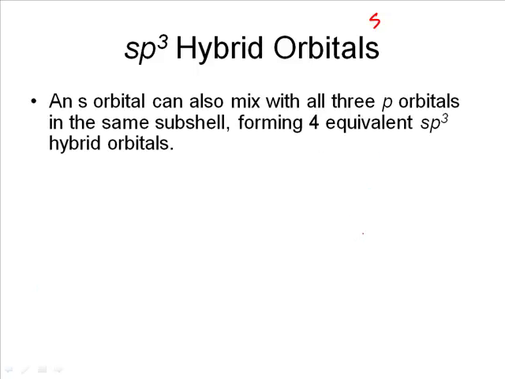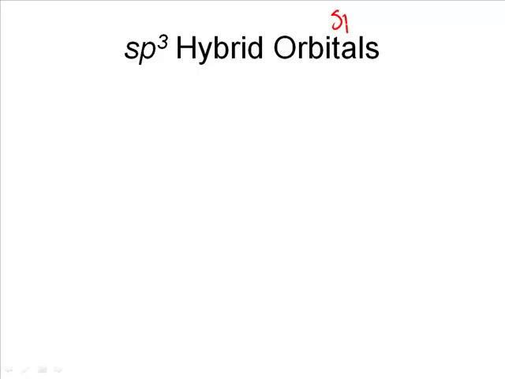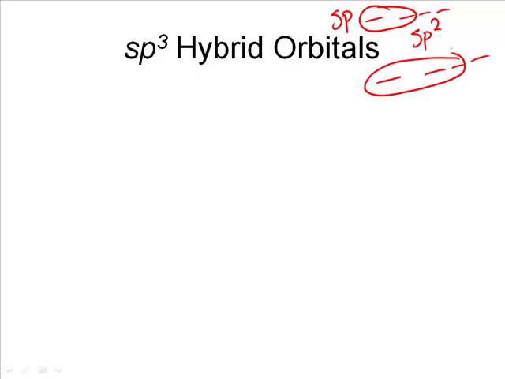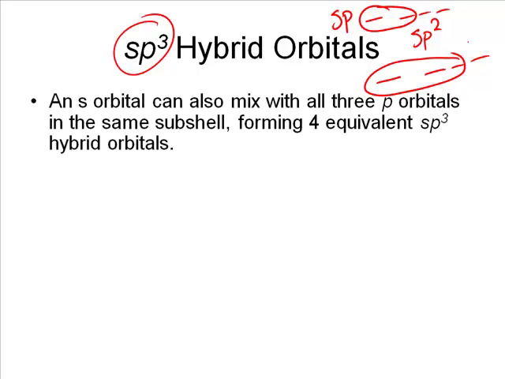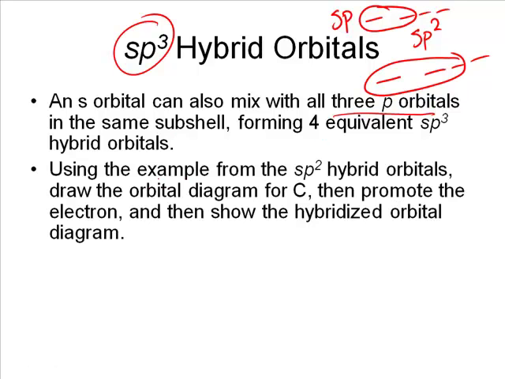So in an sp hybrid orbital, we've got an s orbital and one of the p orbitals coming together. In an sp2 hybrid orbital, we've got an s orbital and two of the p orbitals coming together. So obviously in an sp3 hybrid orbital, we're basically going to have all four of them come together. So you can have a mixture of the three p orbitals and the one s orbital.